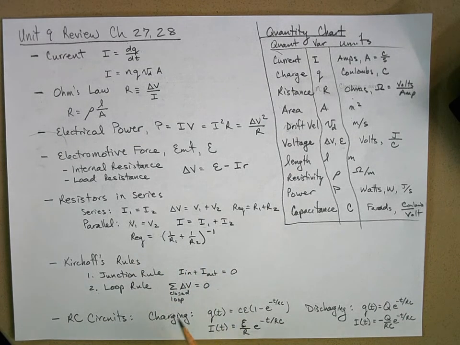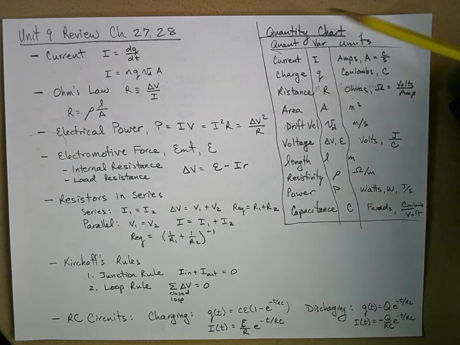Then we'll talk about Kirchhoff's rules again. The Junction Rule, which is basically a restatement of conservation of charge. And then the loop rule, which is a statement of conservation of energy as you move around a circuit. Finally, we'll talk about RC circuits. That is a circuit with a resistor and a capacitor in series with each other. We'll talk about RC circuits that are charging and RC circuits that are discharging, a discharging capacitor with a resistance in series with it.